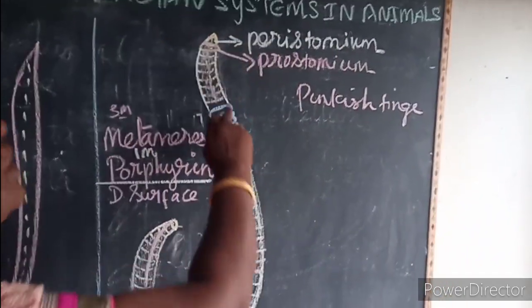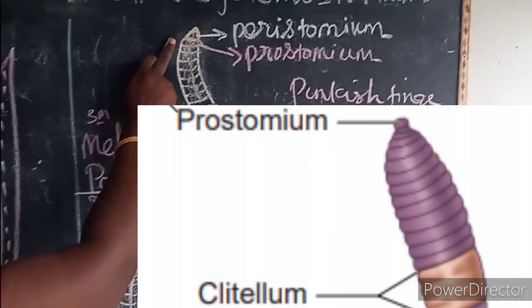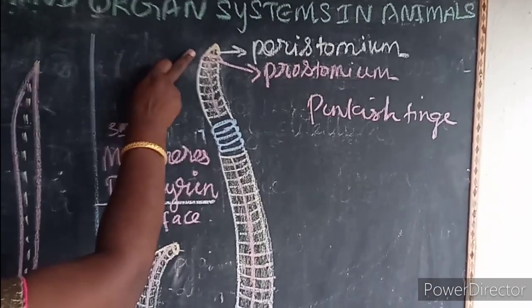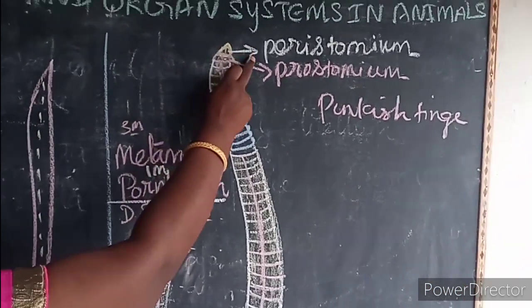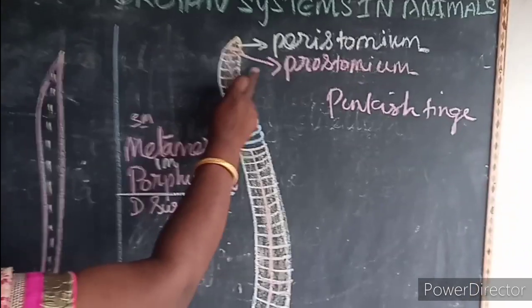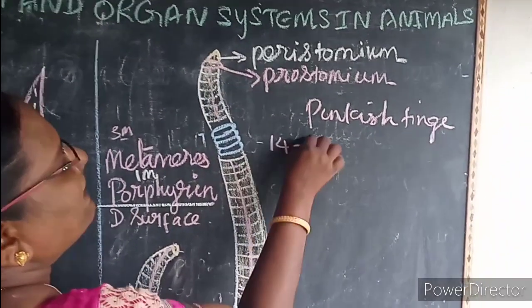So what is a peristomium? The first segment, at the center of the first segment, it has a small opening. That small opening is known as what? Mouth. So that segment is known as what? Peristomium. The mouth is covered by a small flap of muscle. That is known as what? Prostomium.